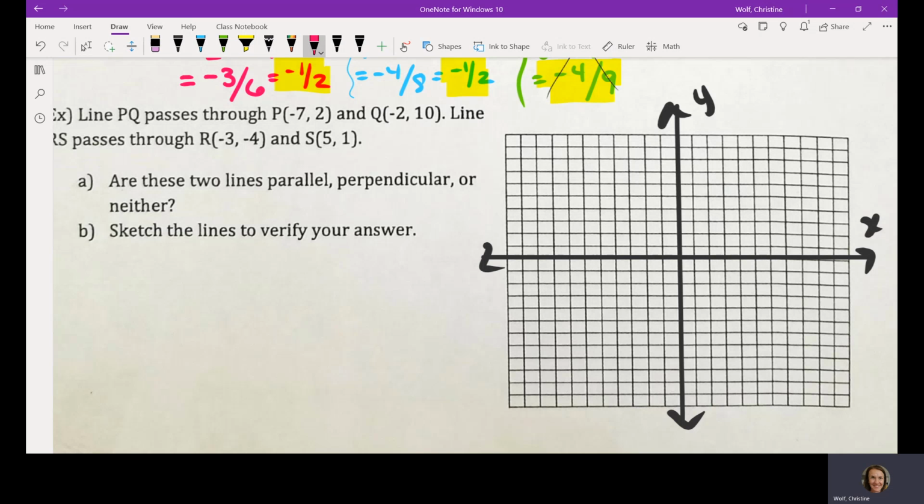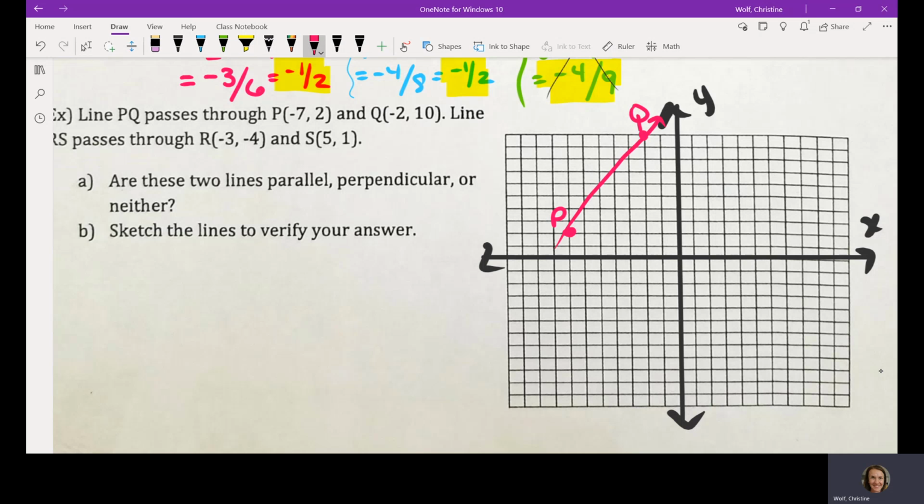So the first set of points I'm given are PQ. I'm going to plot those. So P is -7 on the x-axis, but then 2 up on the y. So there we go. That would be my point P. Then my point Q is -2. Oh, did I draw 10? 1, 2, 3, 4, 5, 6, 7, 8, 9, 10. Perfect, I did. There's my point Q, -2, 10.